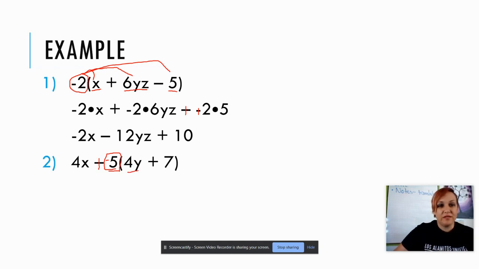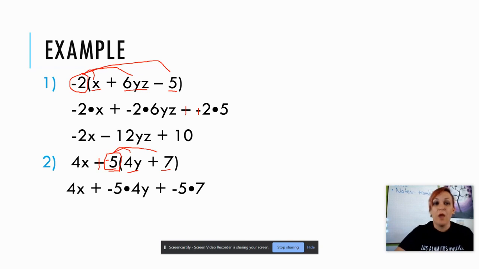Inside my parentheses, I have 1, 2 terms, so I'm going to be multiplying -5 times the 4y and then -5 times the 7. And just like in our previous problem, all of the signs of the terms inside the parentheses are going to change. So it was a positive 4y, it will now be a -20y. It was a +7, now it will be a -35. So make sure that all of the symbols change.